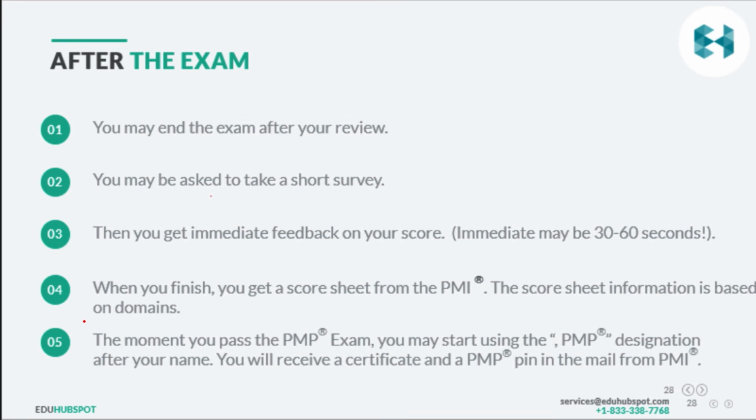Then after you are a PMP, you can start using the word PMP after your name. Like for instance, for me, I use PfMP. I'm a Portfolio Management Professional also. I use PMP. I am an Agile Certified Practitioner also, ACP, and I am actually a CSM also, Certified Scrum Master. So I use all of these designations after my name.